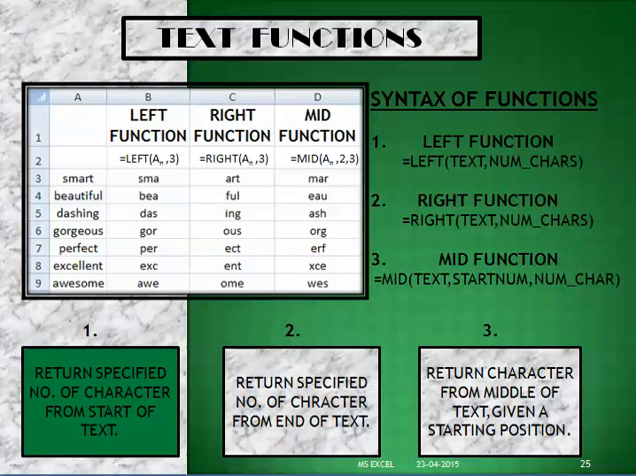The MID function. The MID function is used to return characters from the middle of the text given a starting position. For example, MID(A1, 2, 3). It will start from the second character. For example, the word SMART: the second character is M and it will go 3 characters, that is MAR. Similarly, in the word BEAUTIFUL, it will start from the second character, that is E, and it will go 3 characters progressively: E, A and U.